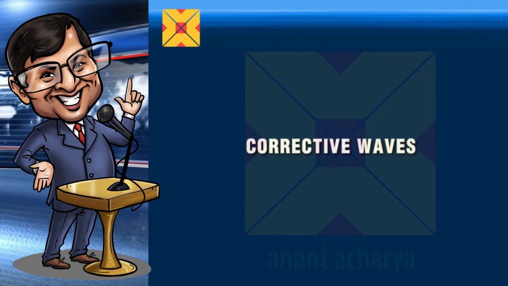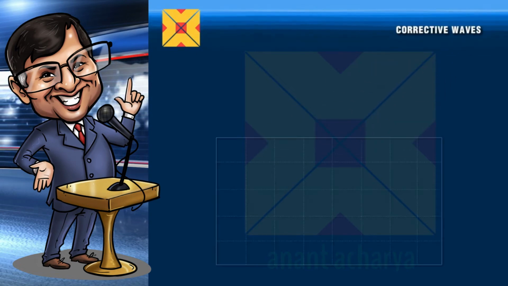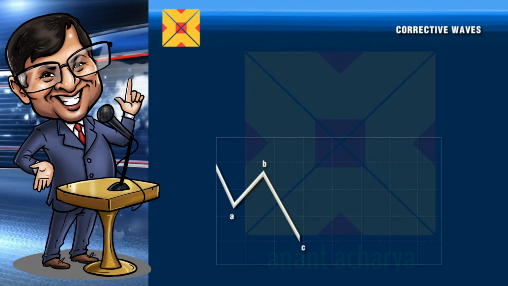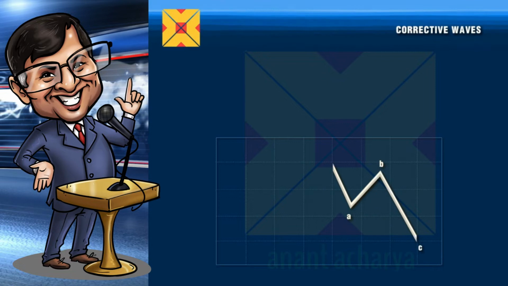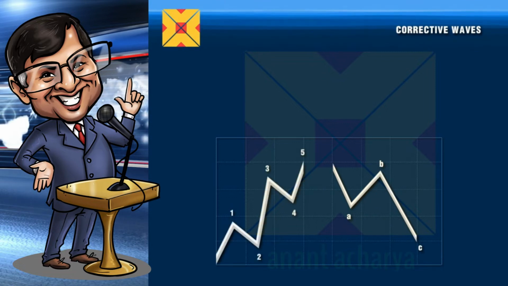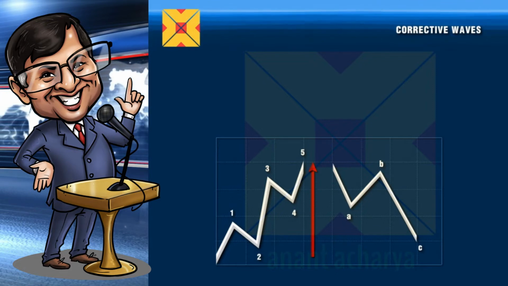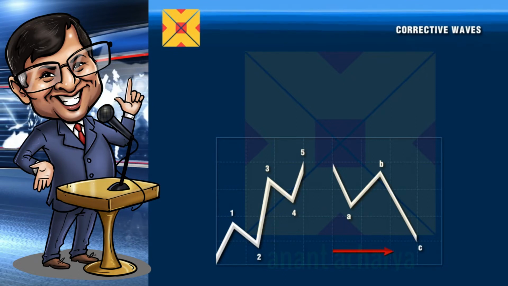Corrective waves. Corrective waves, as the name implies, correct or retrace the movement unfolded by the motive waves. These waves give respite to the fast-moving market. We can see all retracements, all pauses, and where markets move sideways unfolding as corrective patterns.